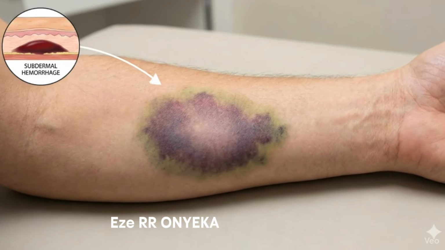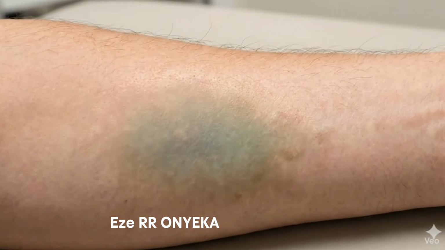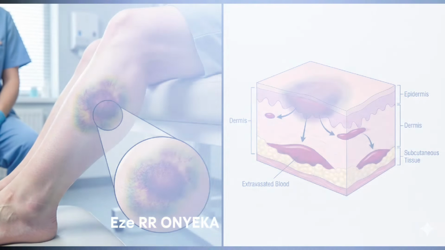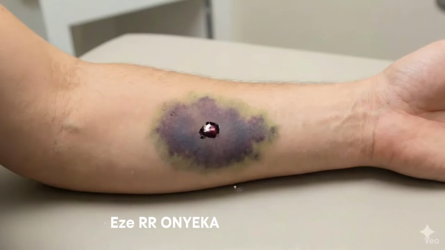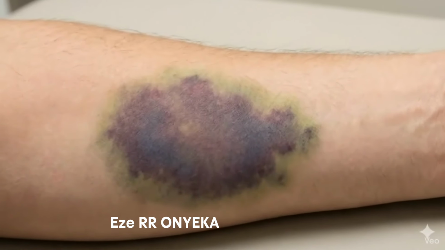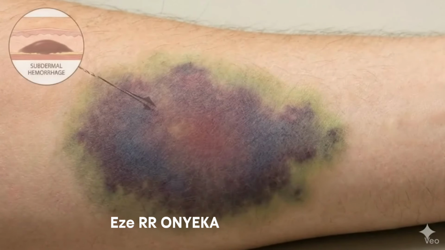Subdermal hemorrhage is bleeding beneath the dermis, causing bluish-purple discoloration. It has the following key features. Subdermal hemorrhages vary in size, are often irregular in shape, and may be slightly raised. The color is usually blue or purple, sometimes changing over time, while the skin surface above remains normal.